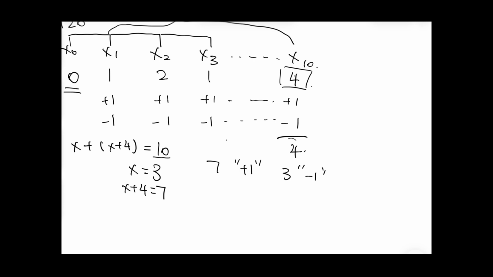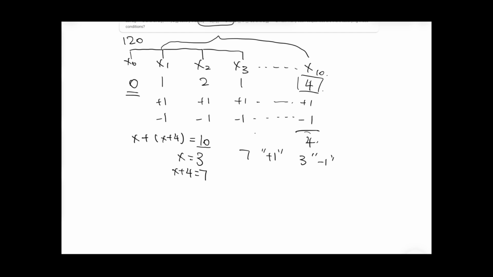So how many ways can we arrange that? From basic combinations, we know the number of different ways we can choose 7 out of 10. That's going to give our answer.